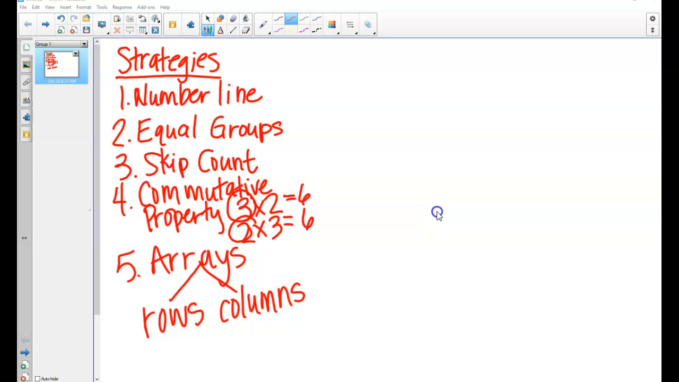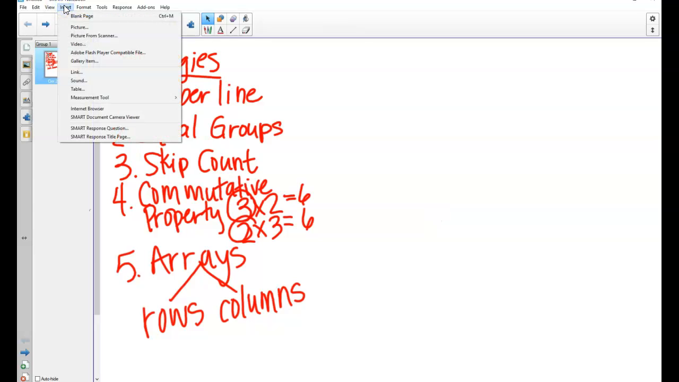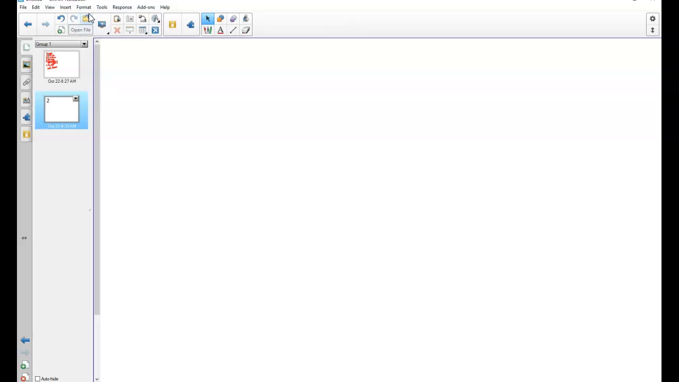Okay, so open to a clean page. I'll wait a couple seconds for you to get there. I'm going to clear my board, and we're going to start fresh. Okay, so let's talk about arrays.